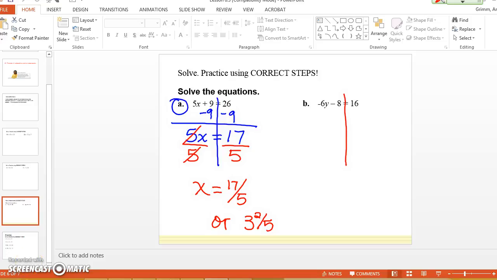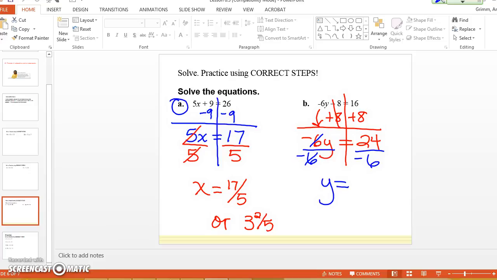Add 8. Very good. So we add 8 here, add 8 here. So these cancel. Negative 6y drops down. 16 plus 8 is 24. Now what do I do? What's the next step? Divide by what? Very good. Negative 6, because you want the 6 and the negative to go away. So these cancel out and become one whole because a negative over a negative is a positive. 24 over negative 6 would be negative 4. Okay, questions on that?